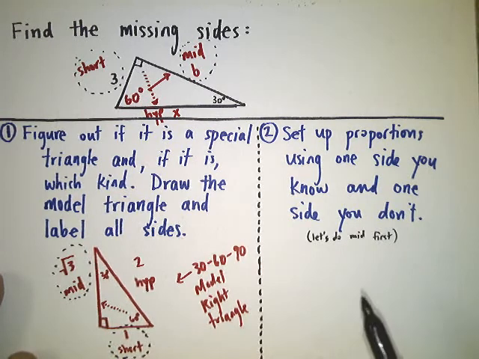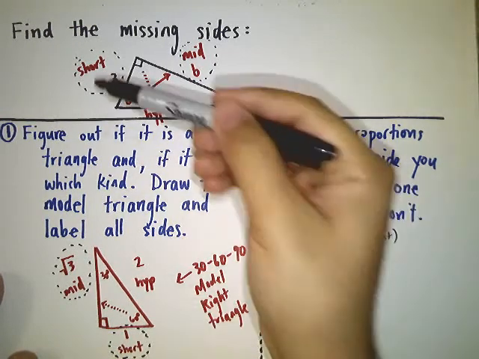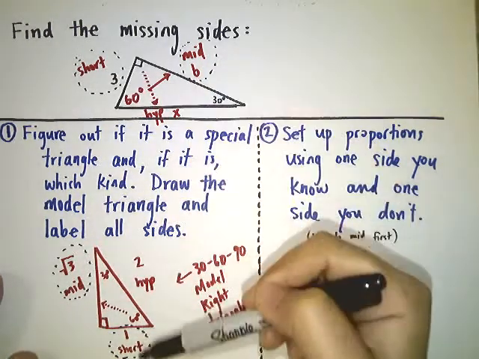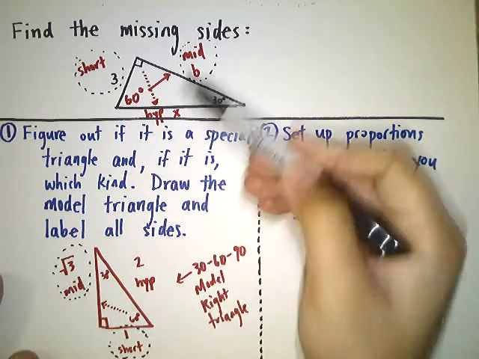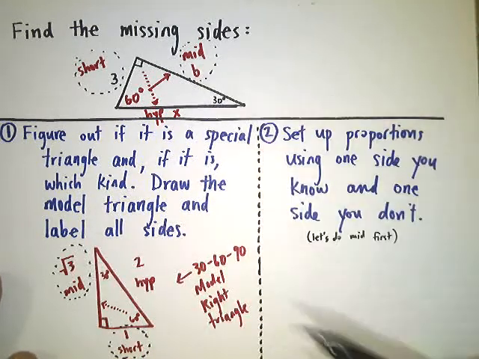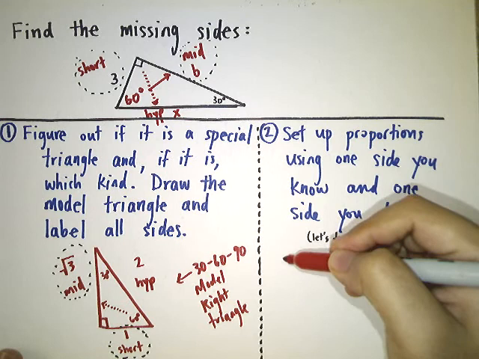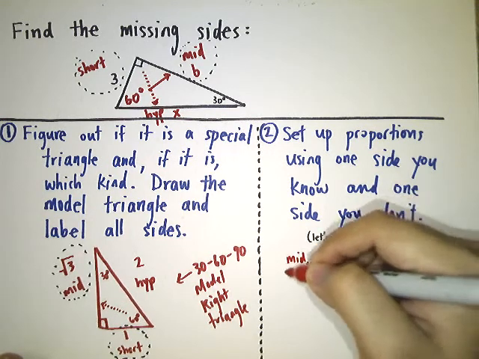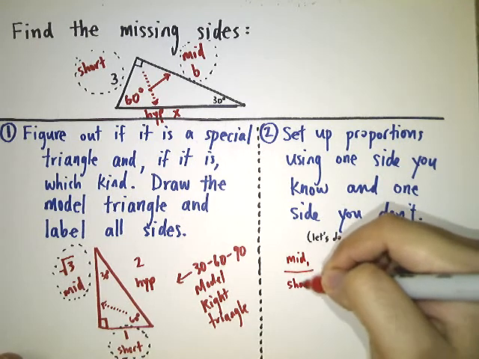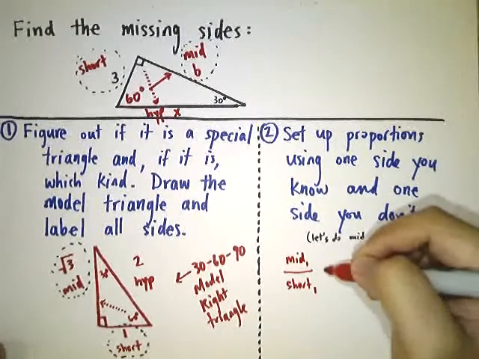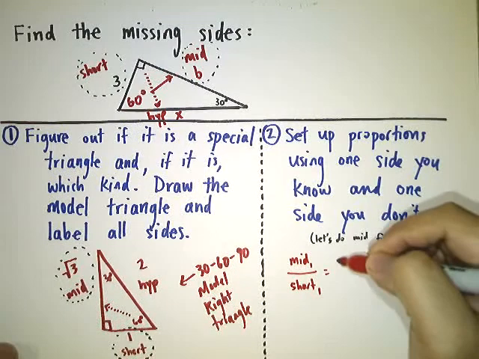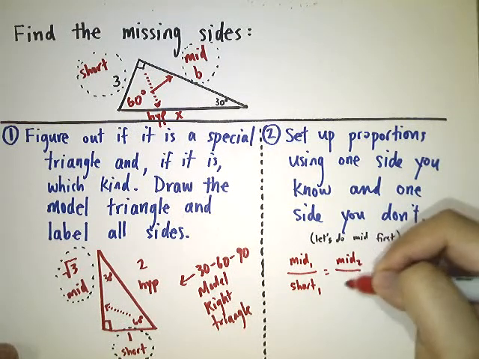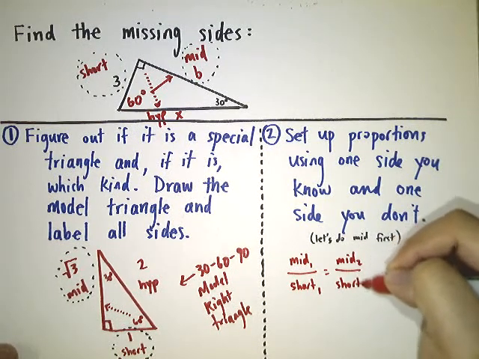Now we'll set up a proportion using one of those sides that we do know, that's the short side, and one of the sides that we don't completely know, that's the mid side. So let's see, I'll do it in red here. We'll say mid 1 divided by short 1 equals mid 2 divided by short 2.